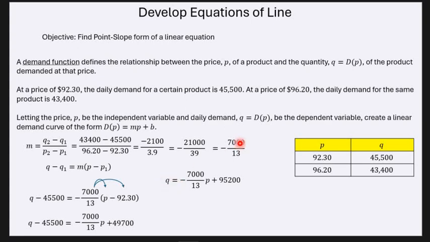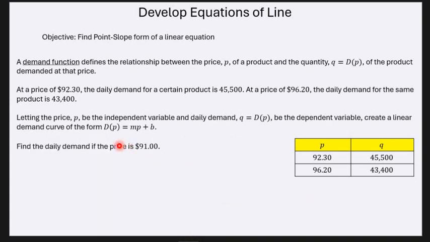So Q, we said, is a function of P. So we can write it this way. Q(P) is equal to this. This is the demand function. It's the demand as a function of the price. So if you give this thing a price, it will be able to tell you what the amount demanded will be for that price. Here it says, same problem, same example, except now we want to find the daily demand if the price is $91.